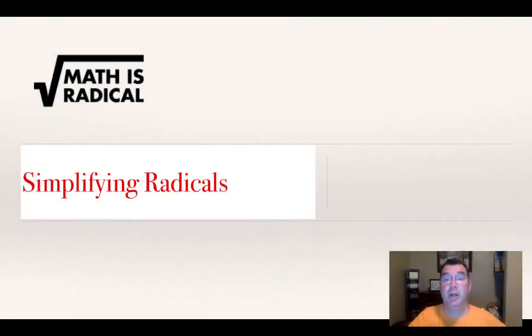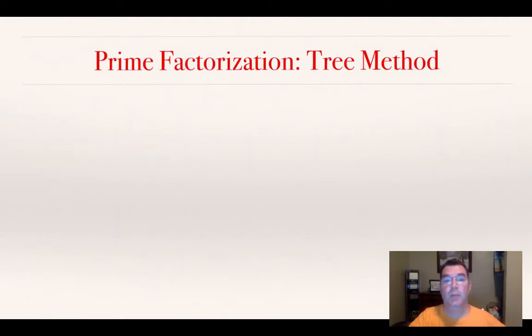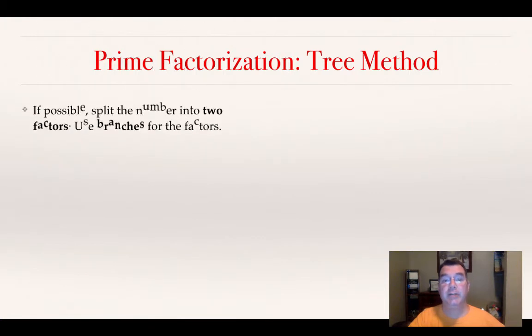Hello again. We are continuing our discussion by talking about how to simplify radicals. So let's get started. Whenever you need to simplify a radical, you need to be familiar with the process of prime factorization. And the first method that we're going to talk about to do that is the tree method. Now here's how it works.